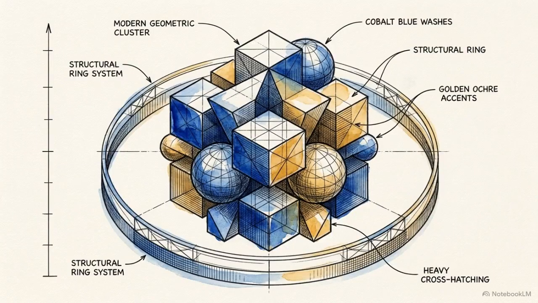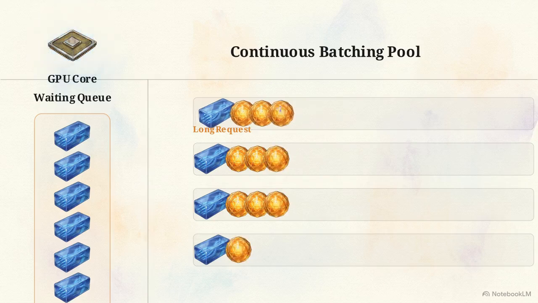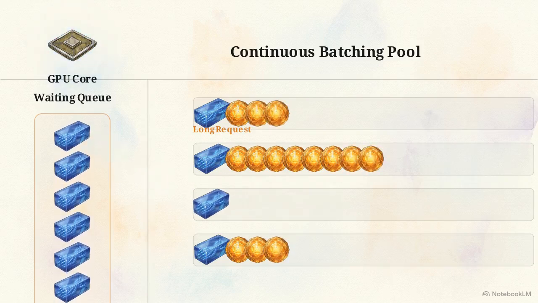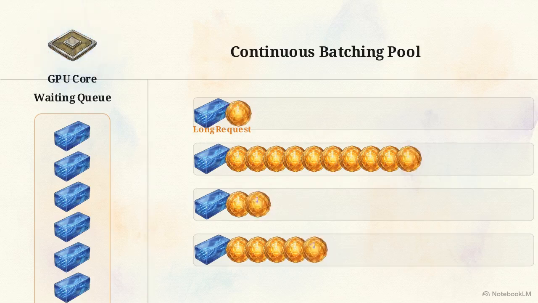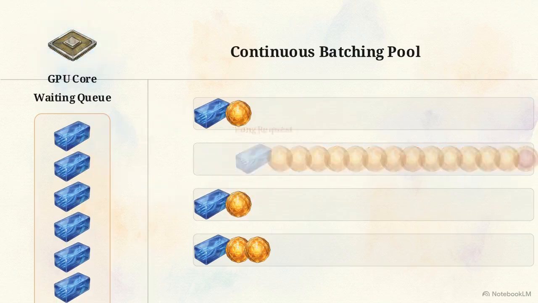The modern standard for this problem is continuous batching, also known as iteration-level scheduling. Instead of waiting for a batch to finish, the continuous scheduler evaluates the entire active pool after every single token is generated. The moment a sequence emits an end token, it is immediately evicted. The freed resources are instantaneously reallocated to admit a new request from the queue, bringing it directly into the active generation pool for the very next micro-iteration.